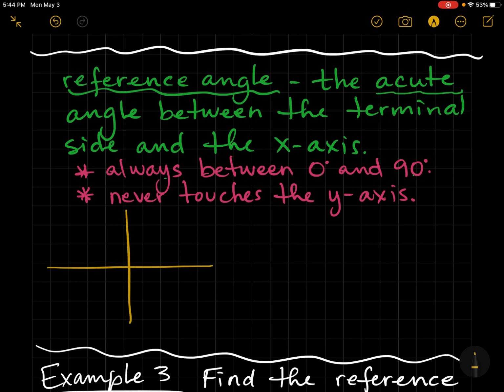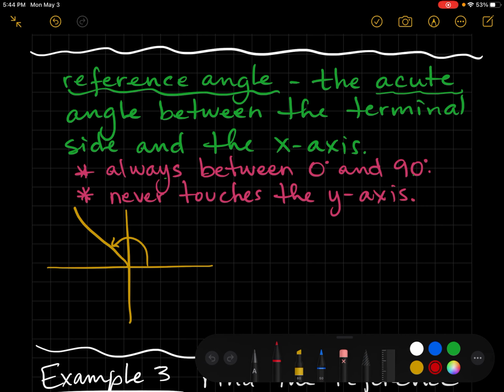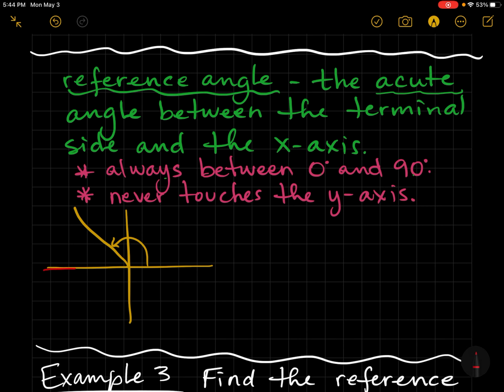So if you have any generic theta, let's say we have theta over here, then the reference angle would be the angle between the x-axis. Notice we have a positive x and a negative x-axis, but it's all the x-axis. You want to go to the closest side. So this would be considered your reference angle right here.